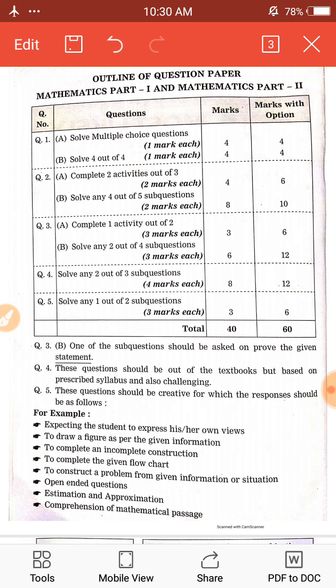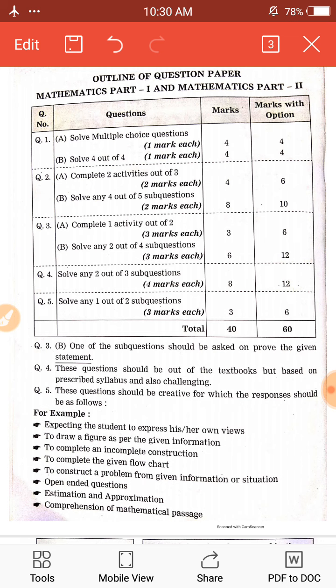Let us move to the second question. Second question, 2A, complete 2 activities out of 3. It is a 2 marks question, each 2 marks. So it will give you 4 marks in all, and with options the marks are 6. So out of 3 options you have to solve any 2.